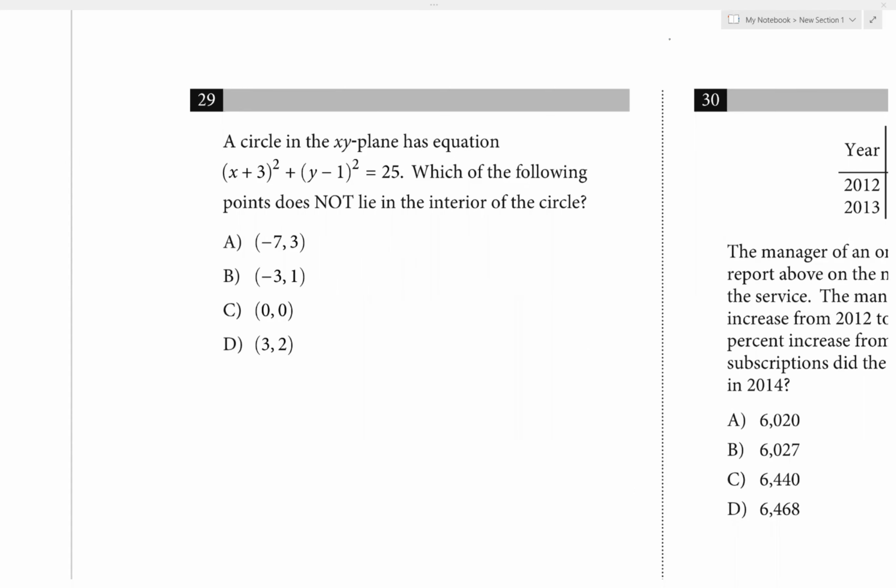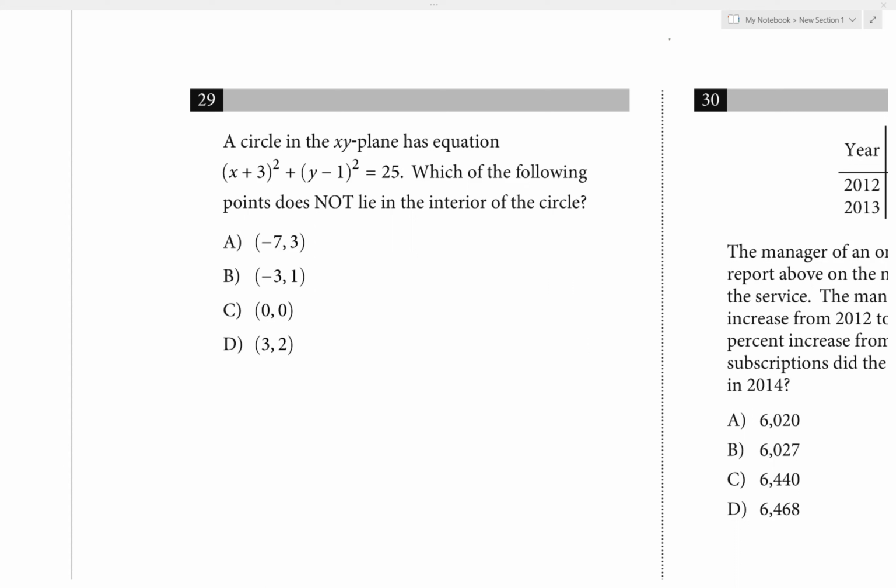All right, for number 29, we have a circle in the xy plane with equation (x + 3)² + (y − 1)² = 25. Which of the following points does not lie in the interior of the circle? Okay, we want to know which one's not on the inside of the circle.